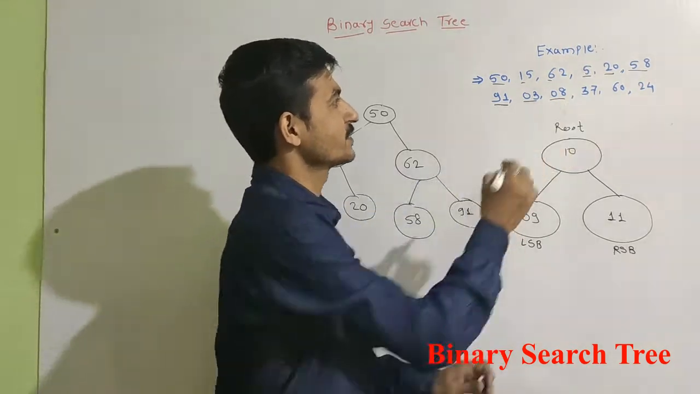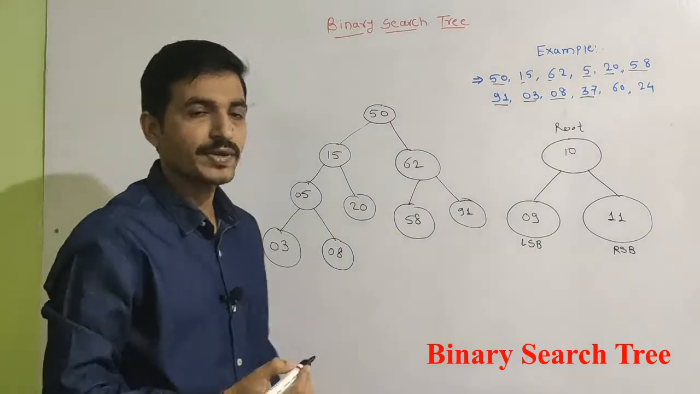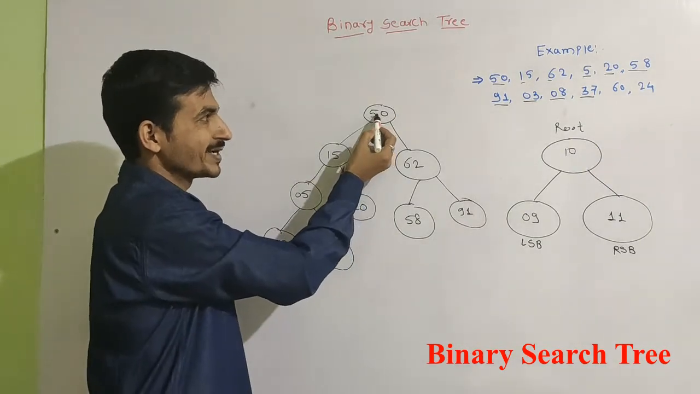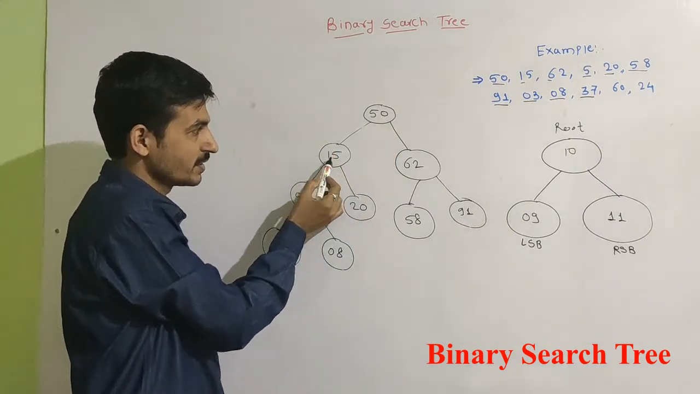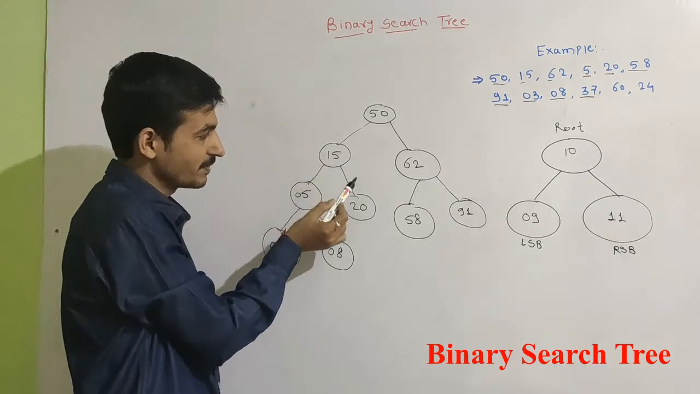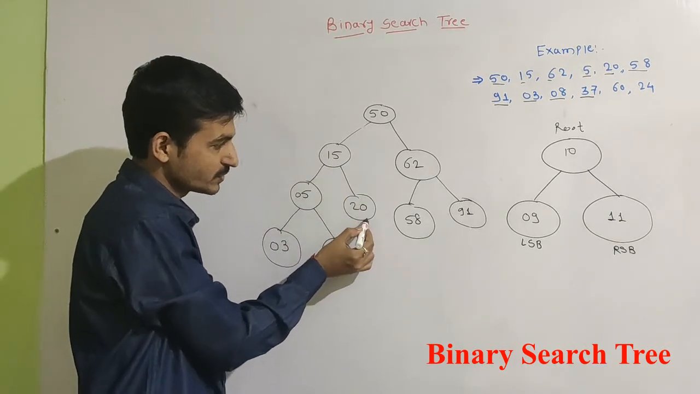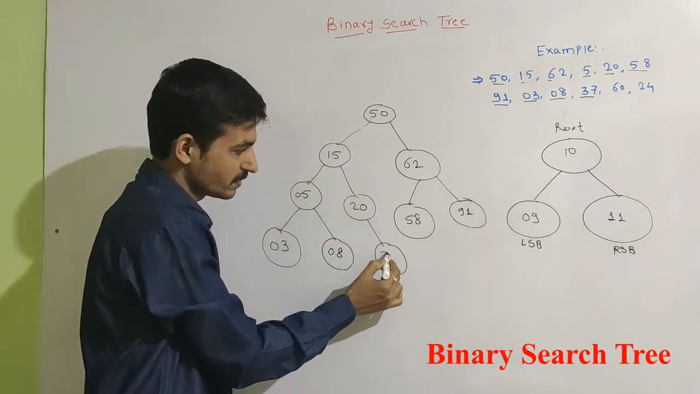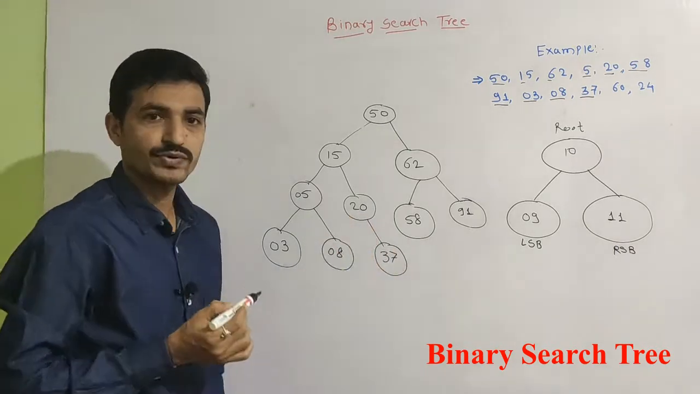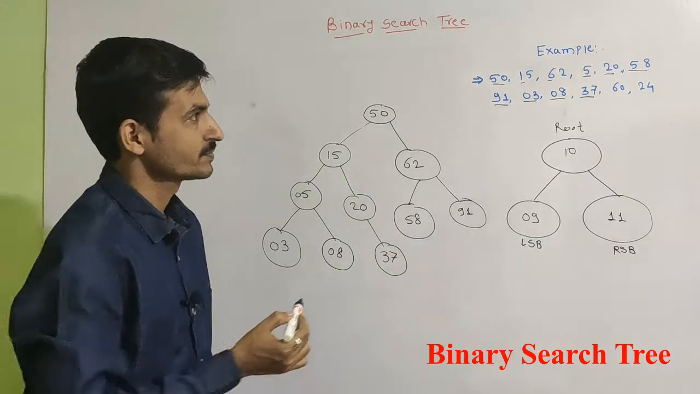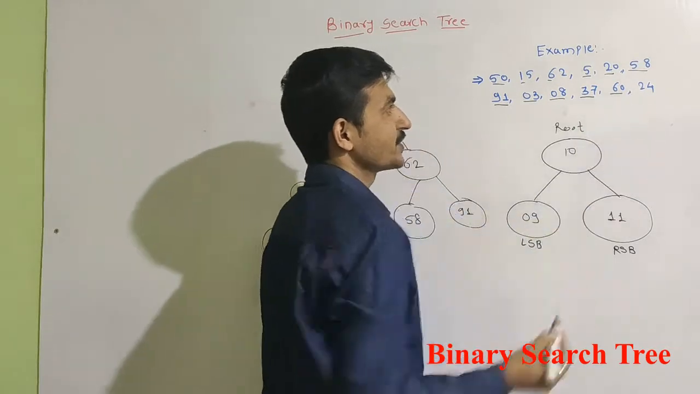Next element is 37. 37 is compared with the parent 50, it is less than the parent, so it will be on the left side, but greater than 15, so it is on the right side. It is greater than 20, so it will be inserted on the right side of 20. Coming to the next element 60.